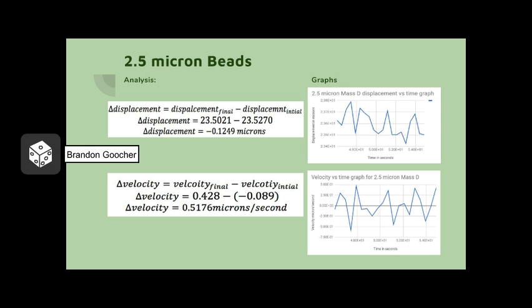This slide shows the results of the 2.5 micron bead trials. The graphs on the right show an average of the 5 trials that we selected for each bead. What we get from this is that the change in displacement was 0.1249 microns below where it started, which is a higher distance than what we saw in the 1.5 micron beads. We also see an increase in the velocity at 0.5176 microns per second, which is faster than the 1.5 micron bead.